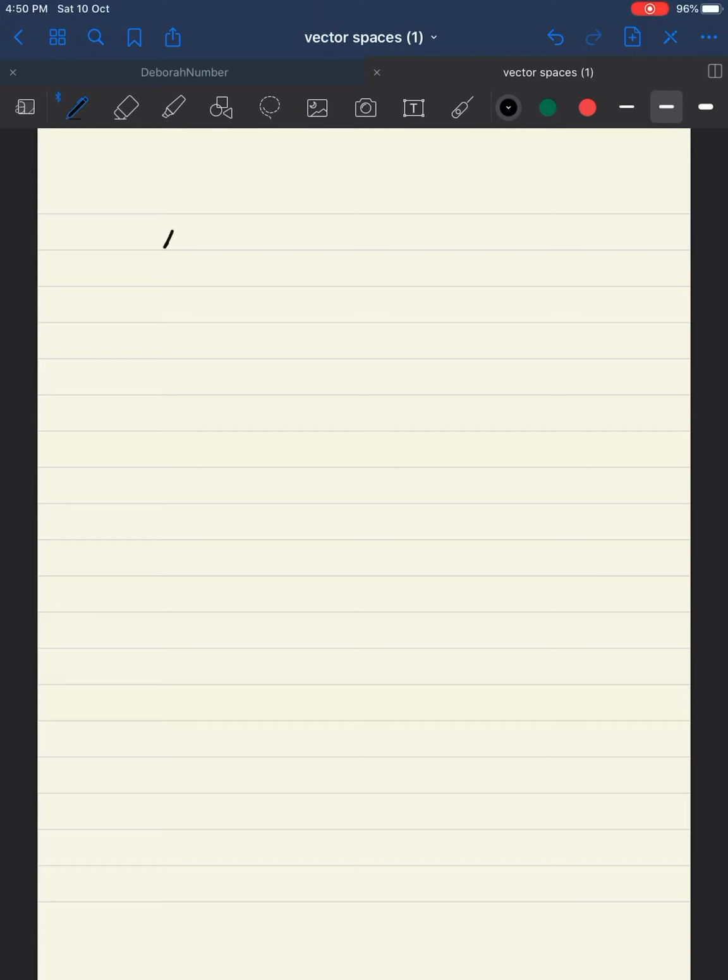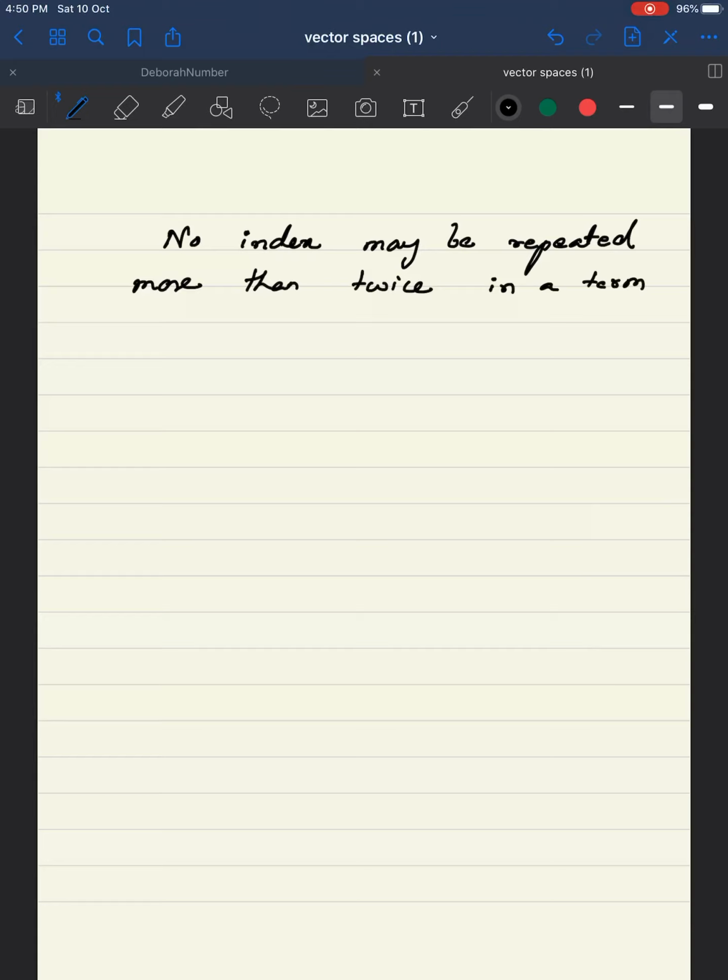So just to repeat, no index may be repeated more than twice in a term, right, in a single term. So something like a_i b_i c_i is an incorrect representation. Similarly, if you want to write a_iii, this is also an incorrect representation.